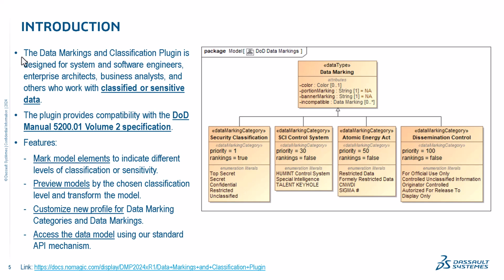The data markings and classification plugin is designed for system and software engineers, enterprise architects, business analysts, and others who work with classified or sensitive data. The plugin provides compatibility with the DoD Manual 5200.01 Volume 2 specification. Major capabilities are: mark a model element, group of elements, or package based on the classification; preview models, so you can filter and see models based on any marked level; customize a new profile for the data markings, create new configurations, and remove existing ones; and access the data marking model configurations through the model and API.